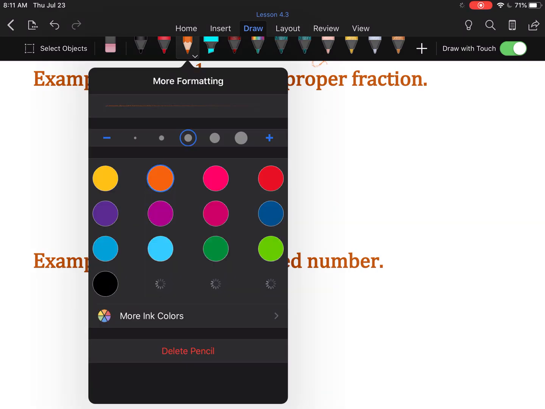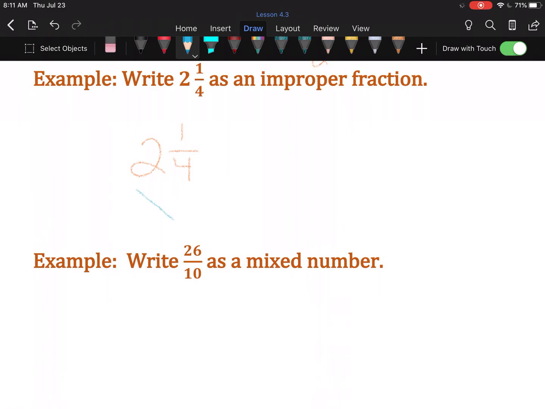So 2 1/4. Now there's a process to doing this. We will multiply diagonally up to the left, and then we will add diagonally to the right. So the process here to get our new numerator, because that's all it's going to change. The over 4 is over 4. That's not going to change. We are going to do 4 times 2 is 8. 8 plus 1 is 9.